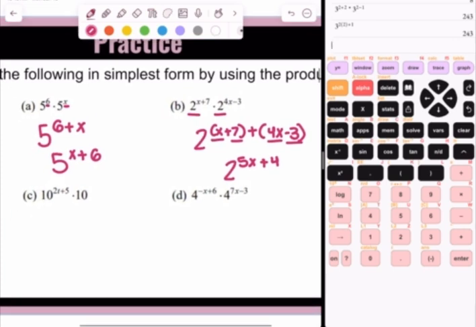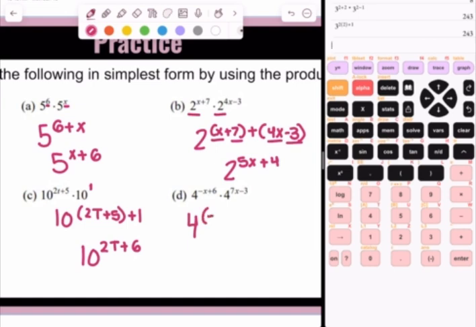Good. This 10 has an imaginary 1, so 10, 2 plus 5 plus 1, because I'm adding the two exponents, would give me 2t plus 6. And this last one, I keep my base of 4, and I'm adding the exponent negative x plus 6, and I'm adding it to the 7x minus 3. So that would be 4. Negative x plus 7x is 6x. 6 plus negative 3 is positive 3.